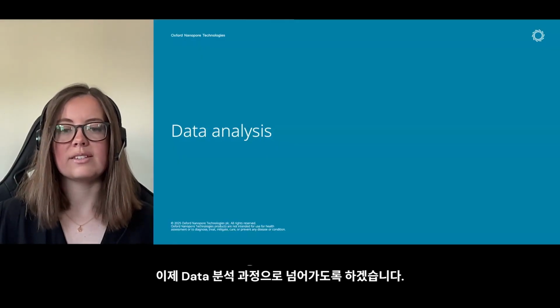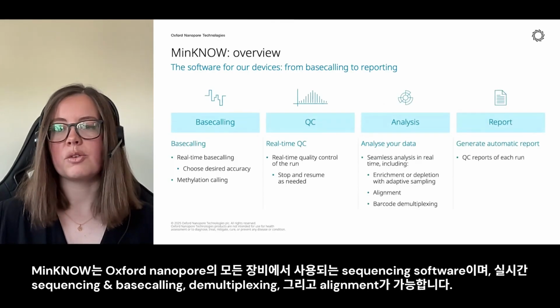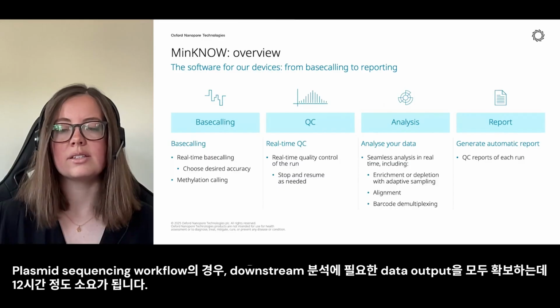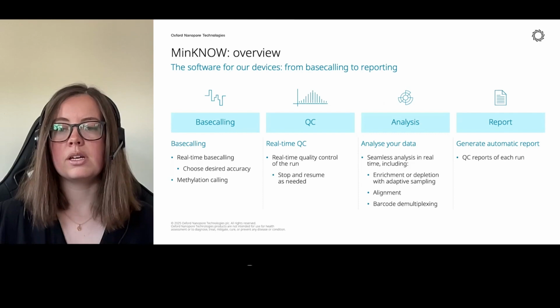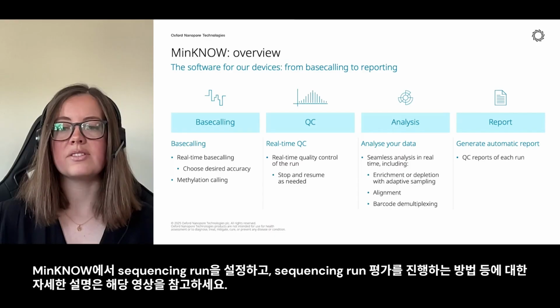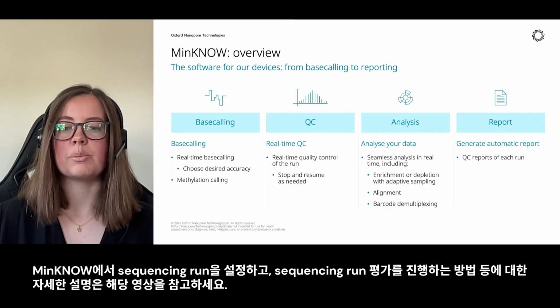Now on to data analysis. MinKNOW is the sequencing software used on all devices. It allows real-time sequencing, basecalling, and demultiplexing of your data, meaning that in the case of plasmid sequencing, after 12 hours, you have all the files necessary for downstream analysis. A standout feature of the software is the ability to monitor the run in real time. Runs can be stopped and resumed as needed. For a detailed demonstration of how to set up your sequencing run in MinKNOW, perform QC, and more, take a look at the masterclass, How to Analyze Your Oxford Nanopore Sequencing Data.